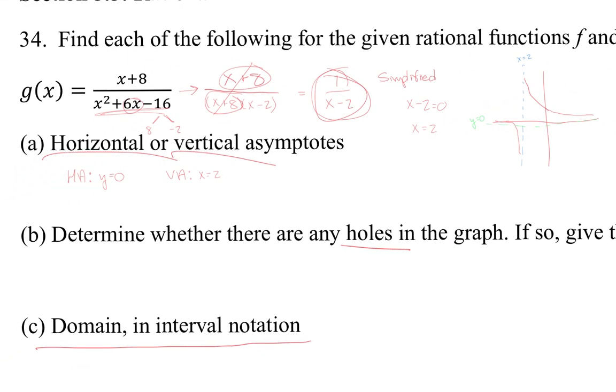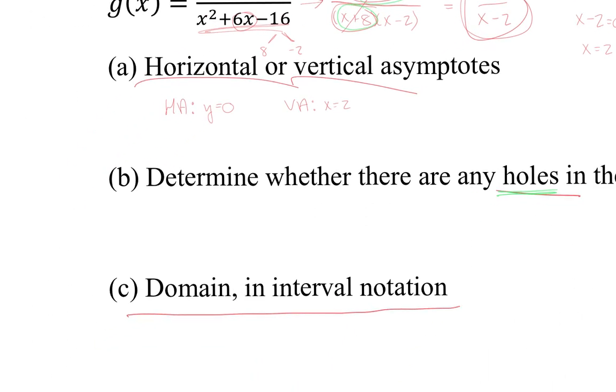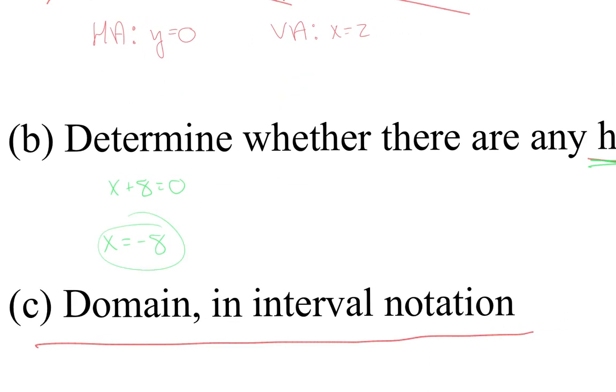Now we're asked to determine if there's any holes in the graph. Holes will come from whenever we have a binomial that cancels out from the top and bottom. So if we remember back, we canceled out that x plus 8, so that when we simplified it, we didn't have that show up anymore. So the hole will come up when x plus 8 is equal to 0, or when x is equal to negative 8. And again, x plus 8 is just because that's the binomial that was canceled out above. So we know that when x equals negative 8, there should be a hole.